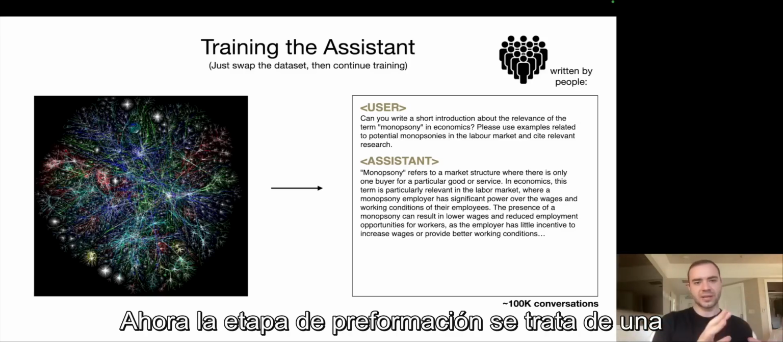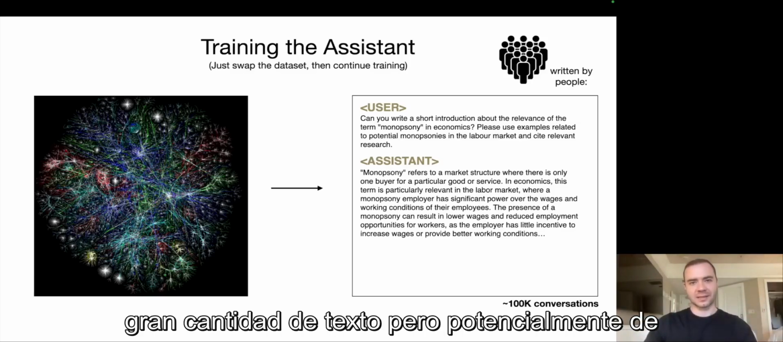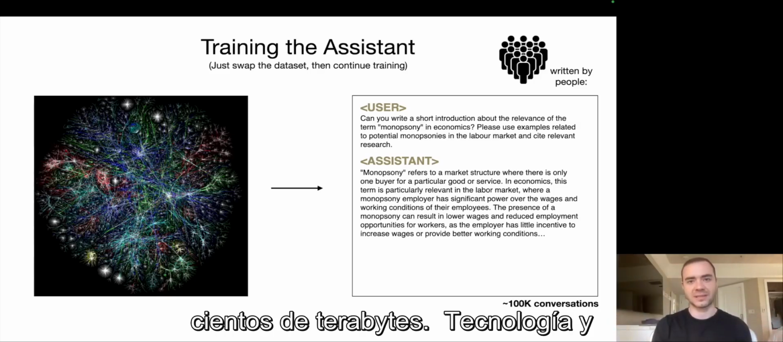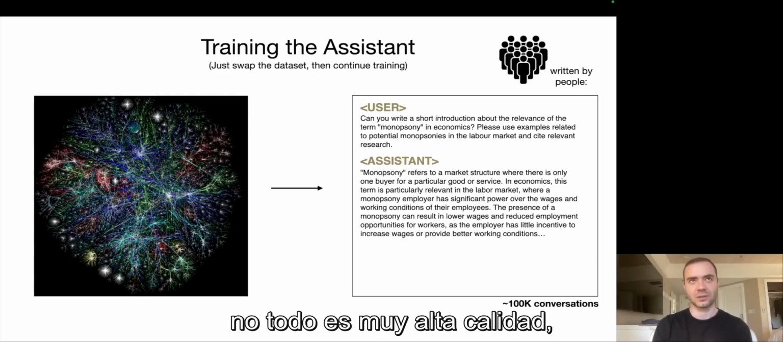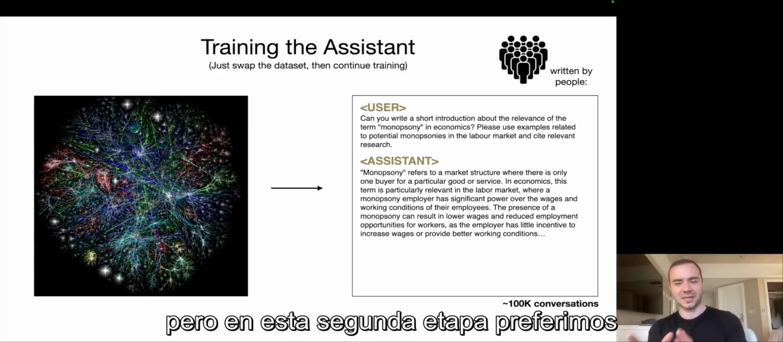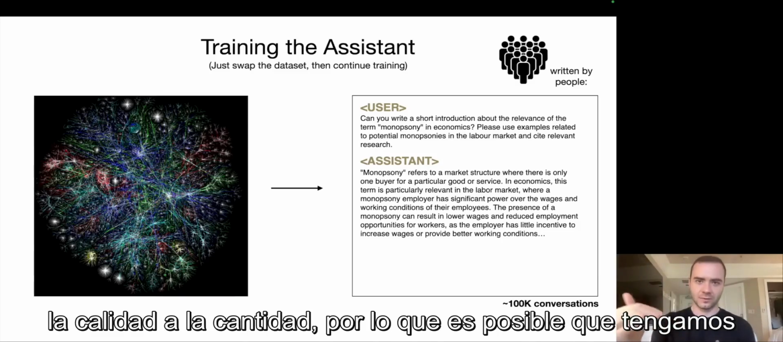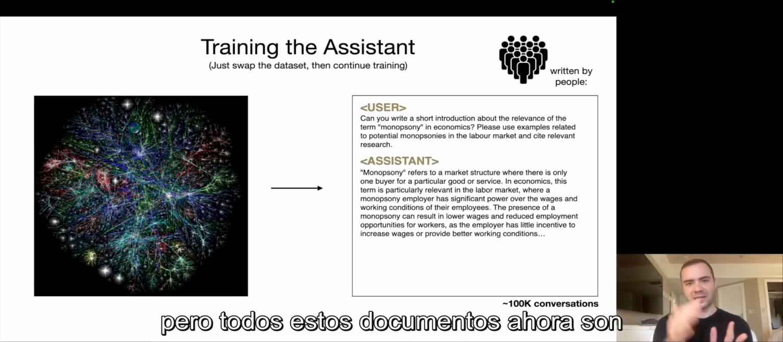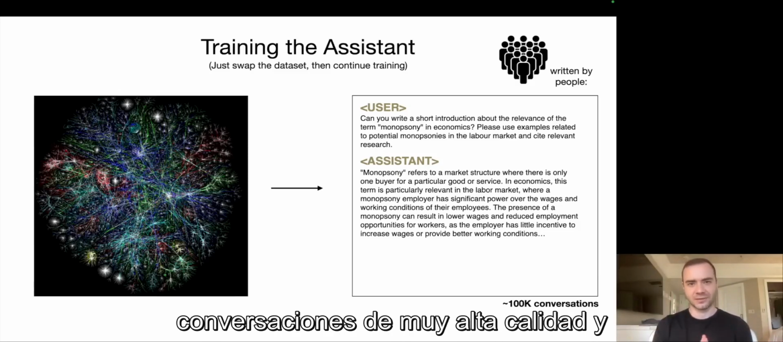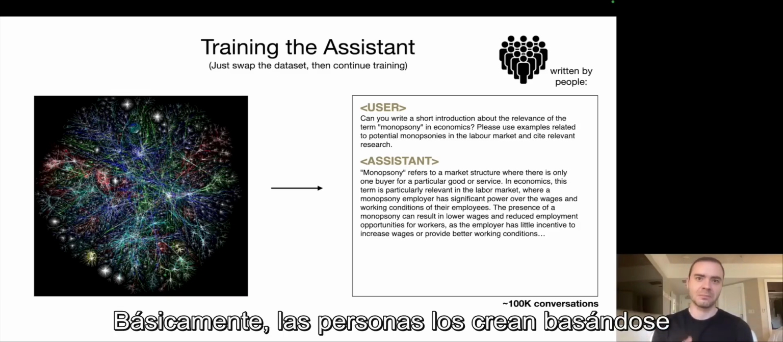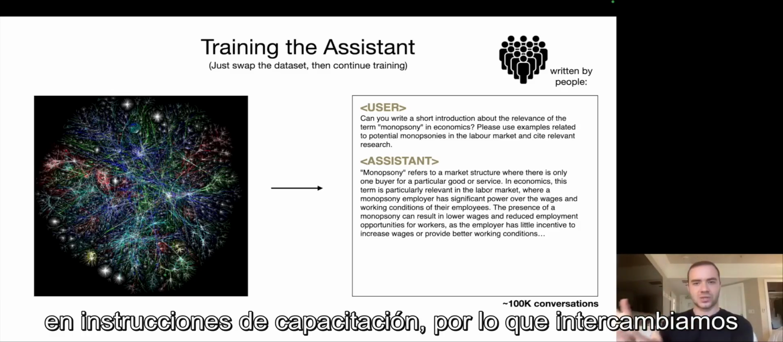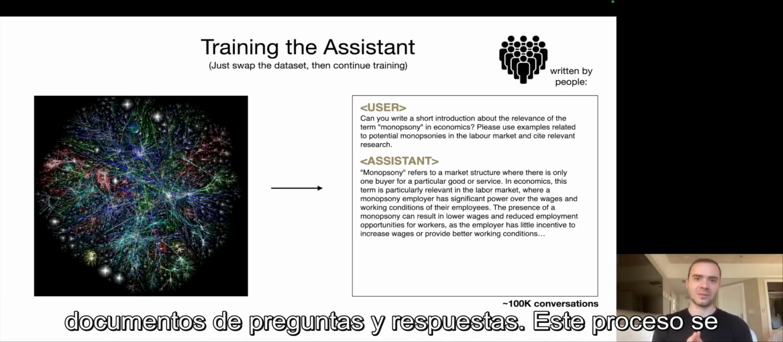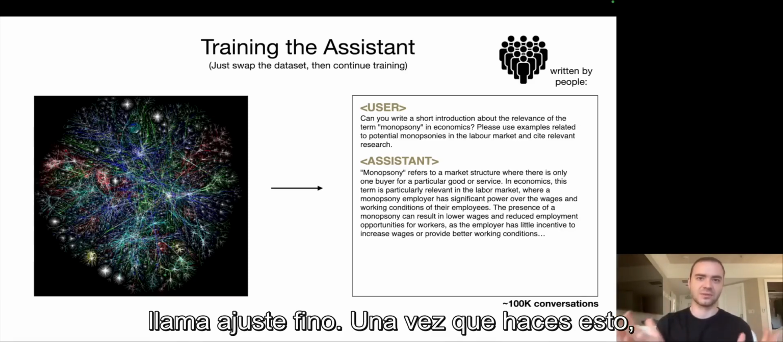Now, the pre-training stage is about a large quantity of text, but potentially low quality because it just comes from the internet, and there's tens or hundreds of terabytes of it, and it's not all very high quality. But in this second stage, we prefer quality over quantity. So we may have many fewer documents, for example, 100,000, but all of these documents now are conversations, and they should be very high quality conversations, and fundamentally people create them based on labeling instructions. So we swap out the dataset now, and we train on these Q&A documents. And this process is called fine-tuning.